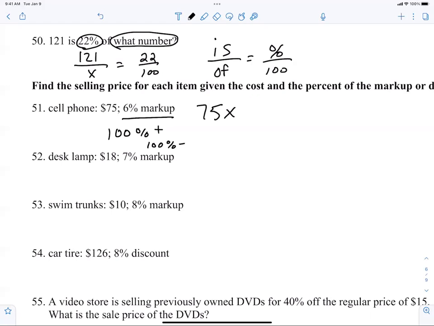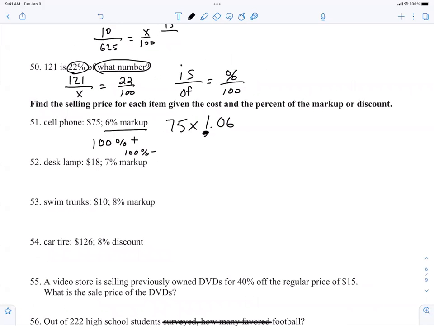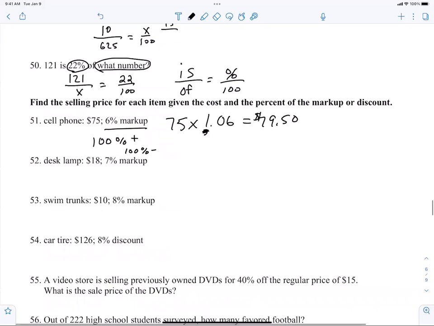So what would I multiply 75 by? 0.06. But don't forget the what? 1.06. Yeah, you with me now, right? So now everybody type that in the calculator and tell me what the price of the cell phone would be if you marked it up 6%. $79.05. Perfect. I mean, 50 cents. Oh, 50 cents. Okay, that's good. $79.50.